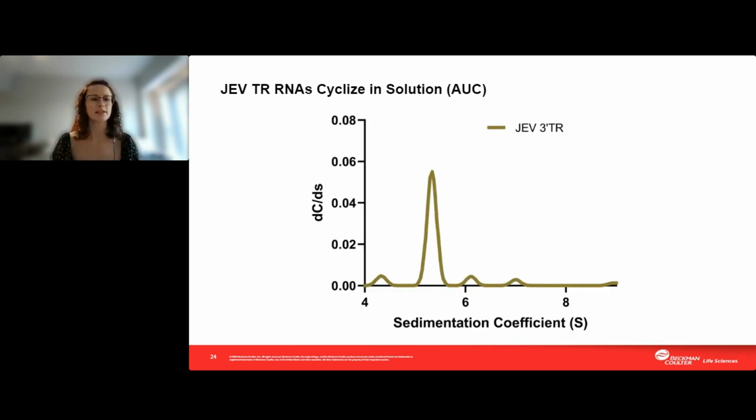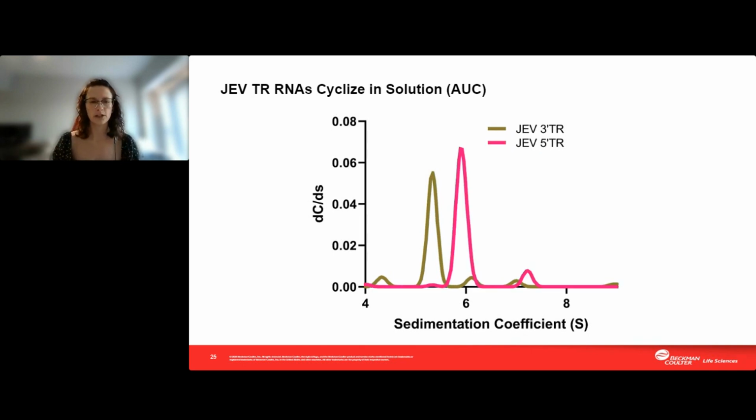So the first thing that we did with our RNA was we measured the 3' terminal region on its own, and we got a sedimentation distribution shown here, with the main peak being at about 5.3 S. We then measured the 5' terminal region on its own, and we see that the main peak here ends up at about 5.9 S. This was really interesting to us, actually, very exciting. These 2 RNAs have the same nucleotide length, but they produce different sedimentation coefficients, and that allows us to tell these apart.